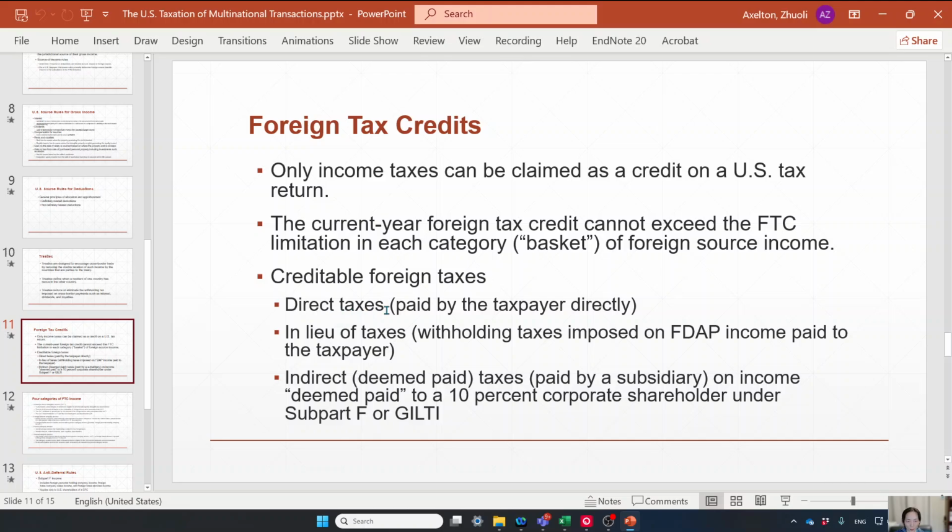So what are the creditable foreign taxes? Direct taxes paid by the taxpayer directly, in lieu of taxes, withholding taxes imposed on FDAP income paid to the taxpayer, or indirect taxes deemed paid, taxes paid by a subsidiary on income deemed paid to a 10% corporate shareholder under Subpart F or GILTI. So this is definitely beyond the scope of our discussion. For us, we're going to focus on the direct tax, income tax paid, as well as any withholding tax.